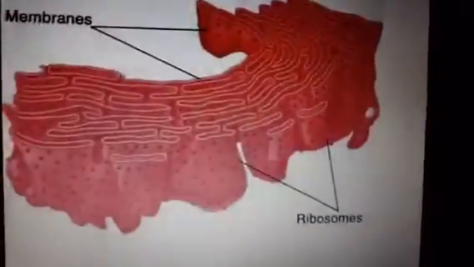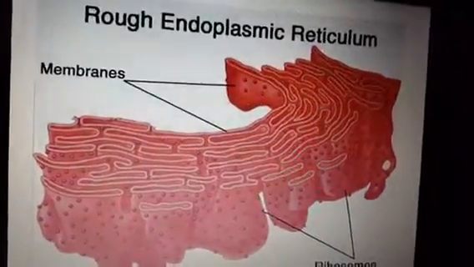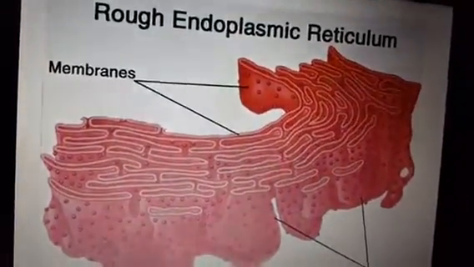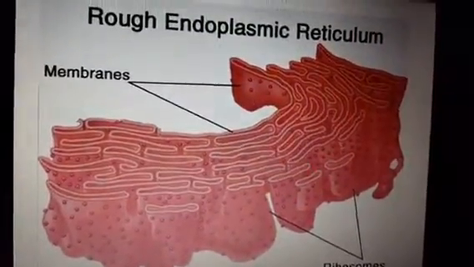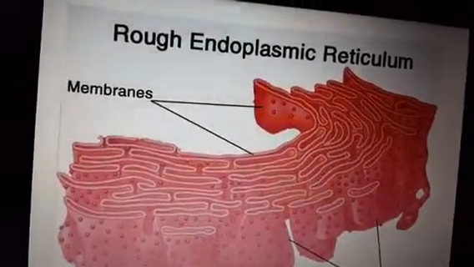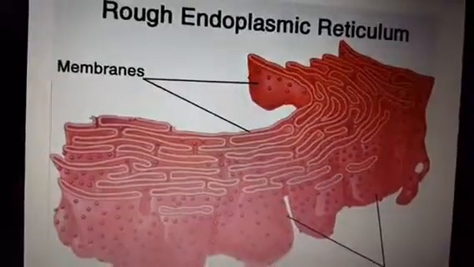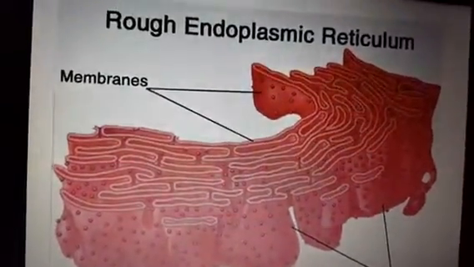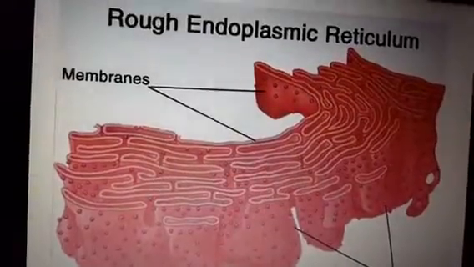Lastly, we have the rough endoplasmic reticulum. Structure. The material is studded with ribosomes that produce and transport proteins. Function. Responsible for protein production and transport of proteins throughout the cell. Relation. The rough endoplasmic reticulum produces proteins from the ribosomes, and then proteins are transported around the cell for use.